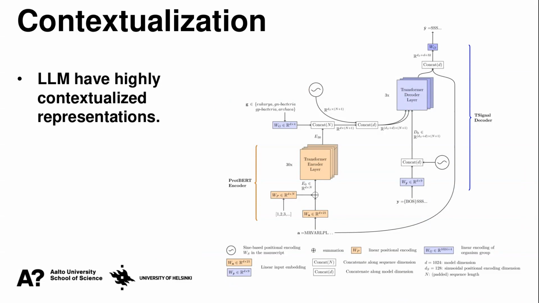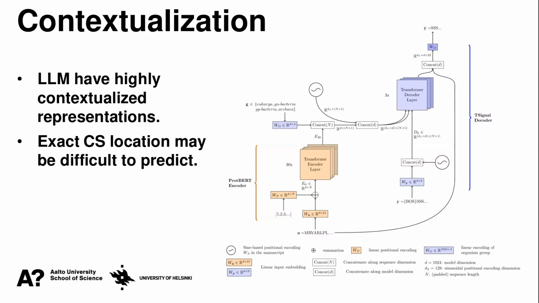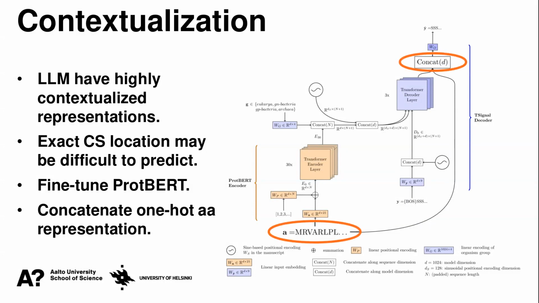Large language models are known to produce highly contextualized representations, which is generally quite useful for many predictive tasks. This, however, is not necessarily the case in this specific setting, as the exact cleavage site location should be determined by the precise location of the amino acids. Very large improvements have therefore been gained after tuning ProtBERT, and we claim that optimal contextualization amount might have been the reason. To further help the model find an optimal contextualization amount, we also concatenate one-hot representations of the amino acids to the label representations, right before the prediction layer.